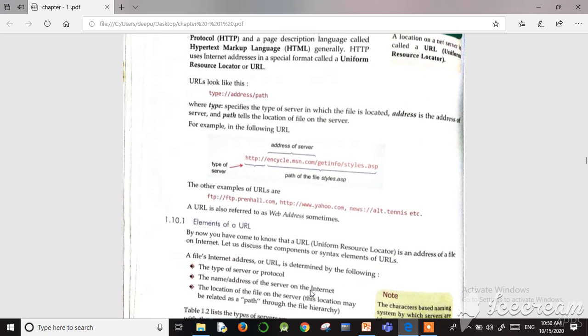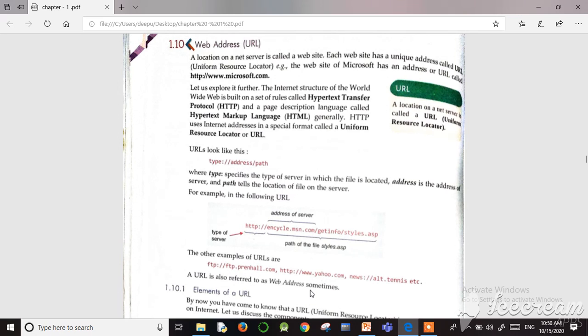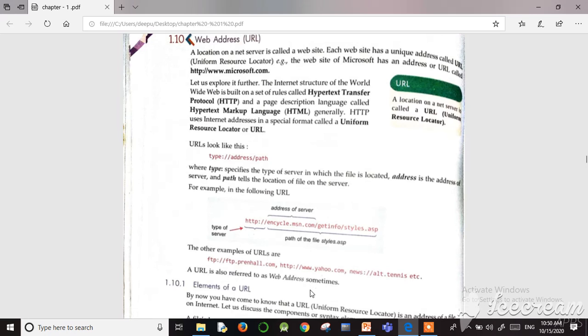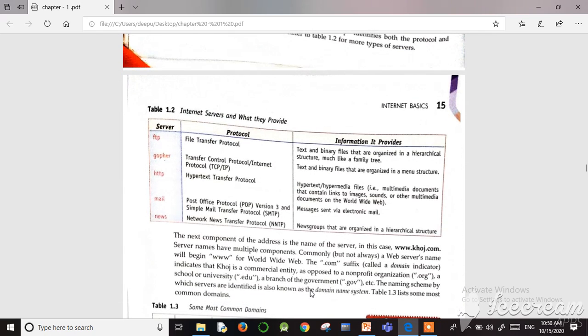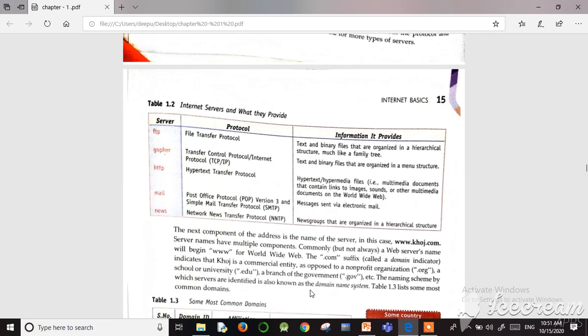These are the important points related to the web URL, that is, the web address. The full form of URL is important, then the components of URL, then the elements of URL, then what is DNS. Then this table is also important: servers and protocols, and what information they provide.